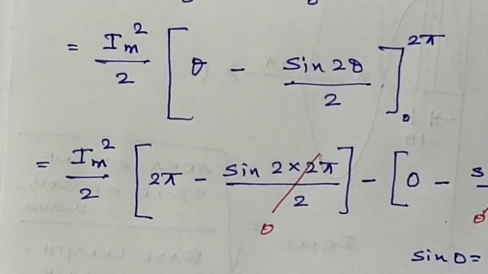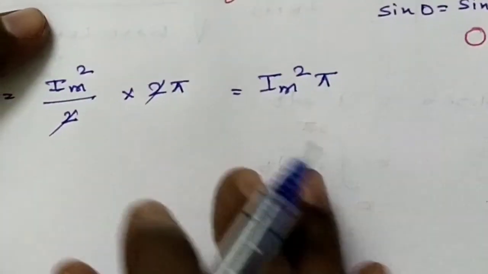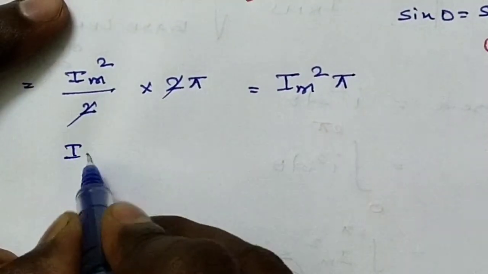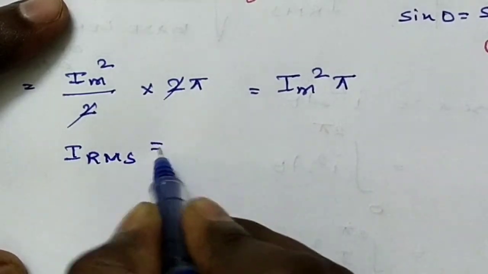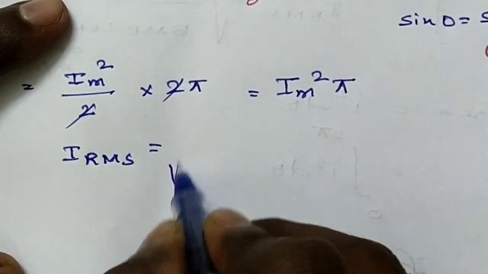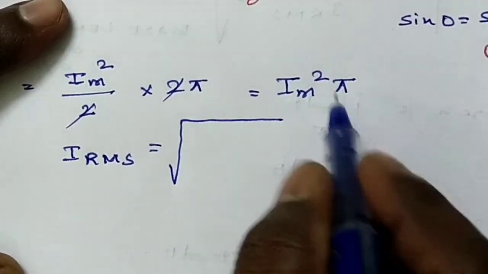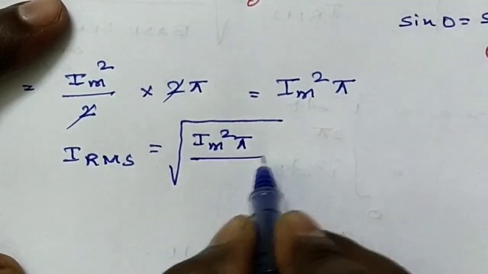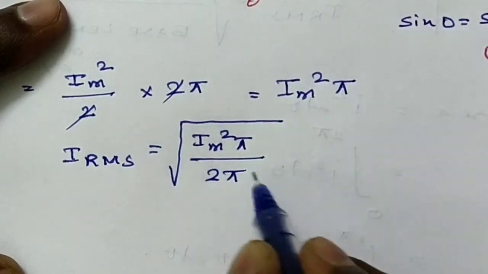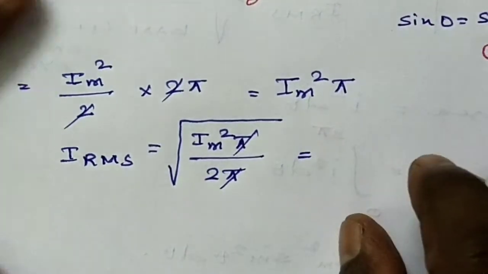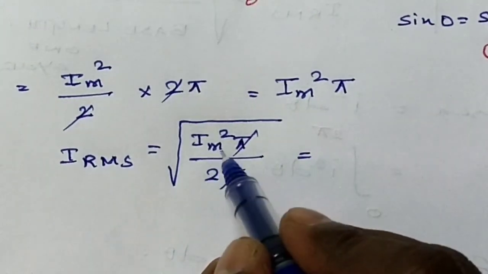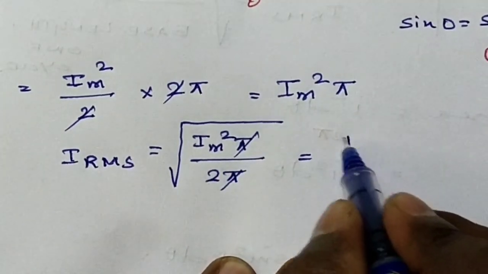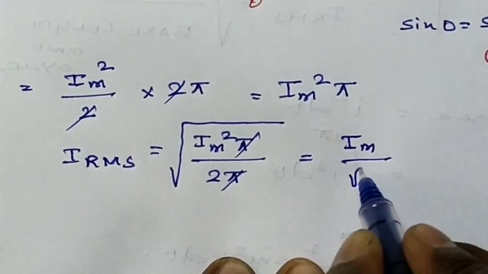Then moving to the IRMS value. Moving to the IRMS value, that means the square root of the area of the squared wave. That means that is the Im squared divided by 2 pi. So cancel both of this. Write down the equation. The square means that is the cancel. So that is the Im by root 2.